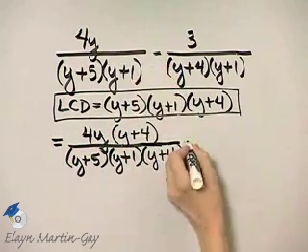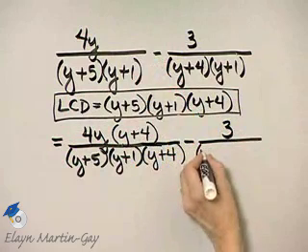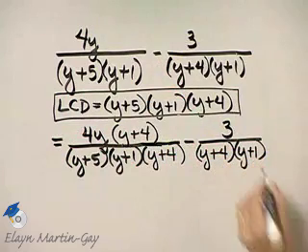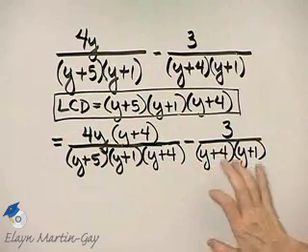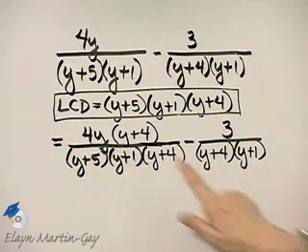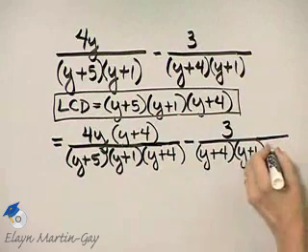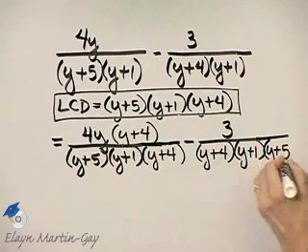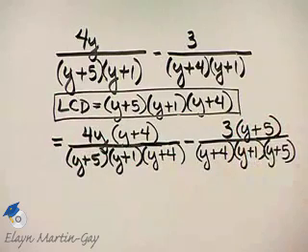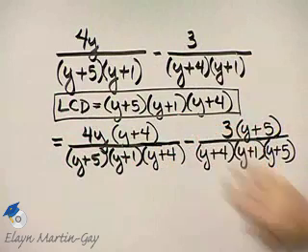And then here's my minus sign. Now I'm just writing down the second rational expression. I have y plus 4 over y plus 1. What is missing in the denominator to make it look like the least common denominator? What is missing is a factor of y plus 5. So I will multiply the denominator by y plus 5, which means I must also multiply the numerator by y plus 5, because then I'm multiplying by 1.